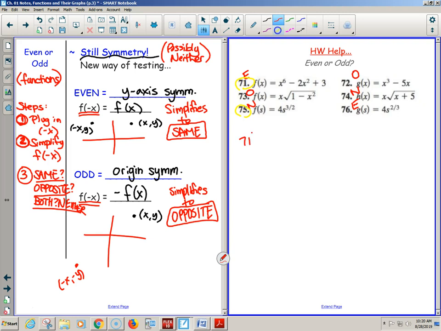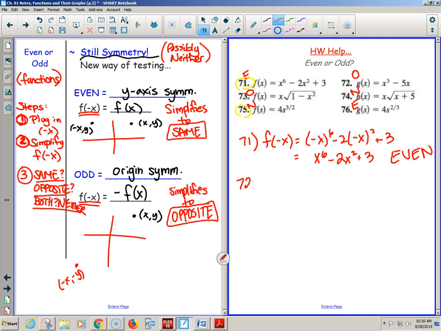Number 71, why is it even? When you plug in a negative x and you do negative x to the 6th minus 2 times negative x squared plus 3, and you simplify, what happens to the whole shebang because you only have even powers? It stays the same. And if it stays the same, the answer is even, right?